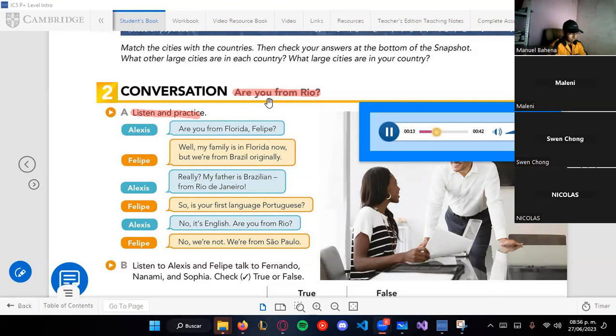Are you from Florida, Felipe? Well, my family is in Florida now, but we're from Brazil originally. Really? My father is Brazilian, from Rio de Janeiro. So, is your first language Portuguese? No, it's English. Are you from Rio? No, we're not. We're from Sao Paulo.